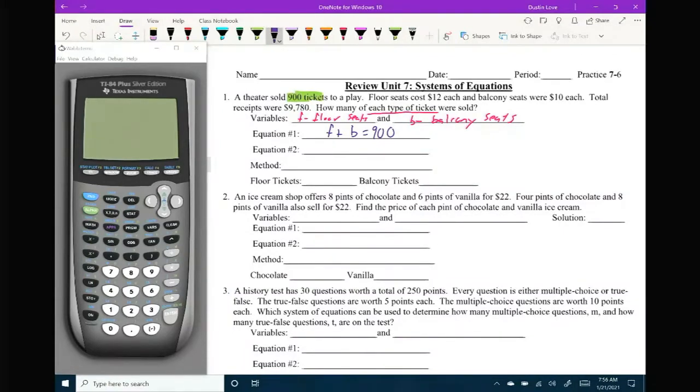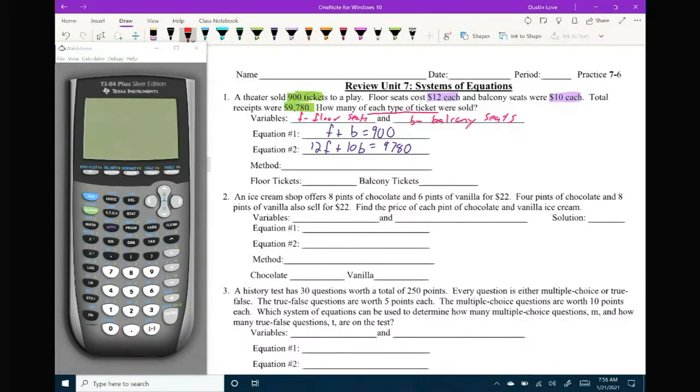Okay, now on my second sentence, I've got floor seats cost $12 each. Well, that $12 each, that's going to be a rate. Balcony seats were $10 each, and that is also going to be a rate. And then I keep on going. Total receipts were $9,780. So if I go through and make an equation out of that, I'm going to have 12 times the number of floor seats plus 10 times the number of balcony seats equals 9,780.